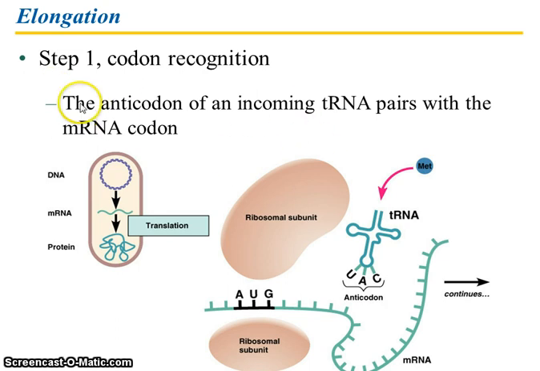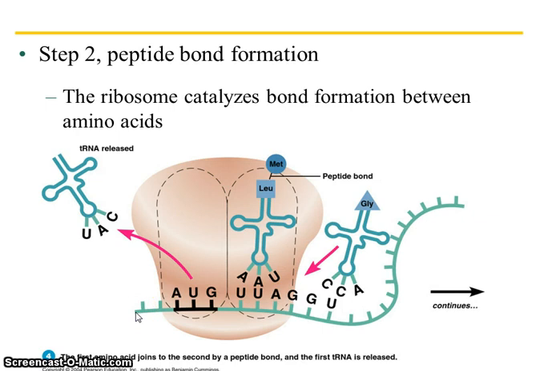So during elongation, you've got the codon recognition. That means the codon here matches up with the anticodon on the tRNA, 3 nucleotides in a row. The next 3 will code for the next amino acid. And the first one is always AUG. It always codes for methionine that we saw in initiation. And then during elongation, we're going to keep adding more in.